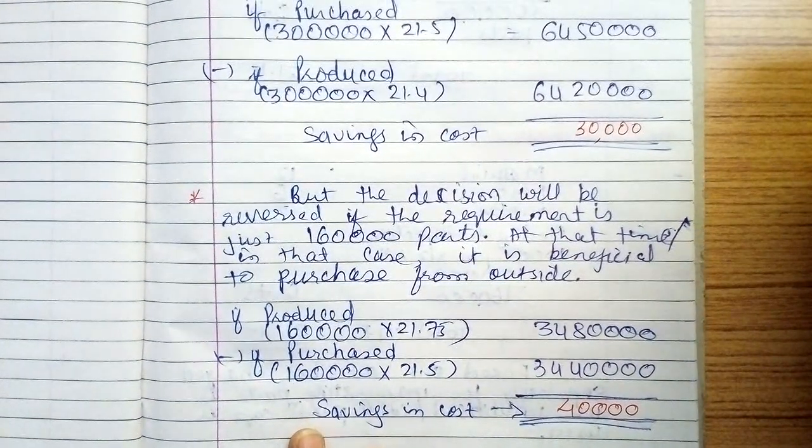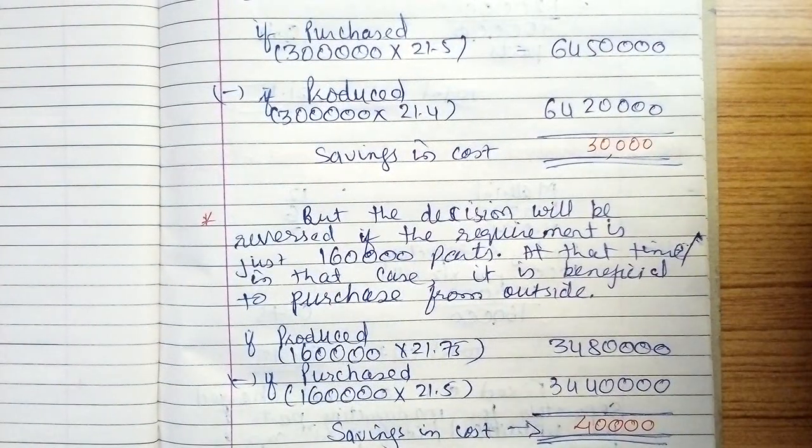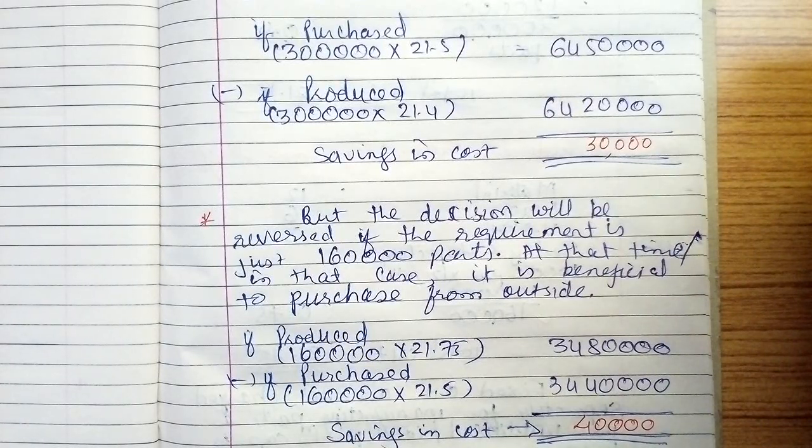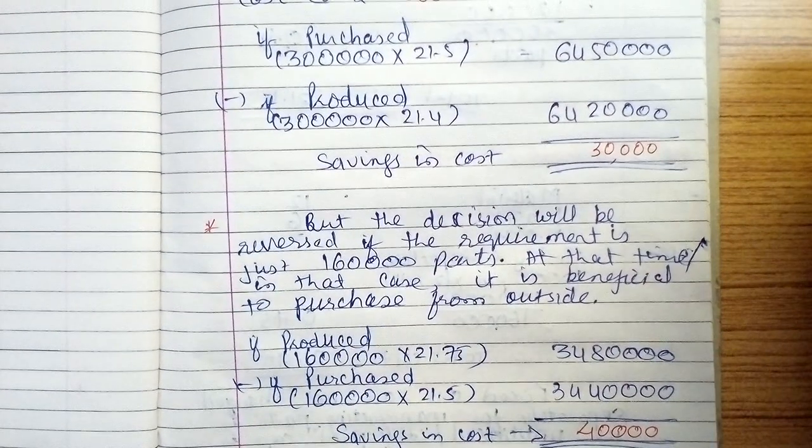Right? So simply, if the requirement is 3 lakh parts, then it is profitable to produce in a factory, and if the requirement is just 1,60,000 parts, it is advisable to purchase it from outside, right? So this is your opinion.